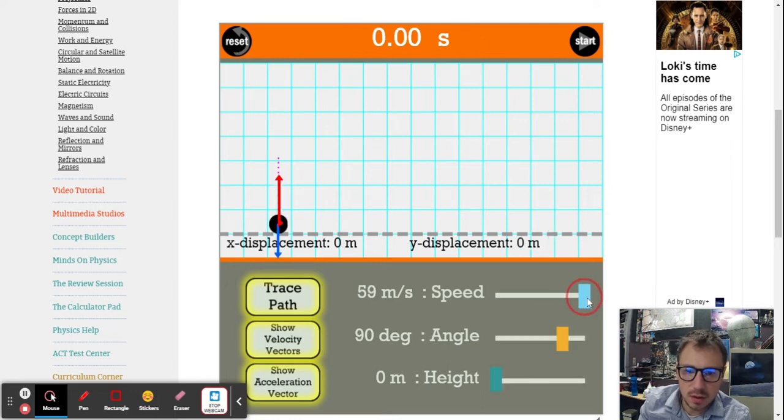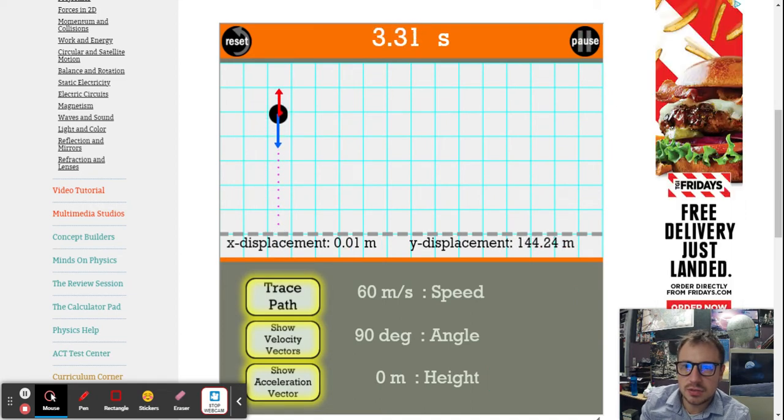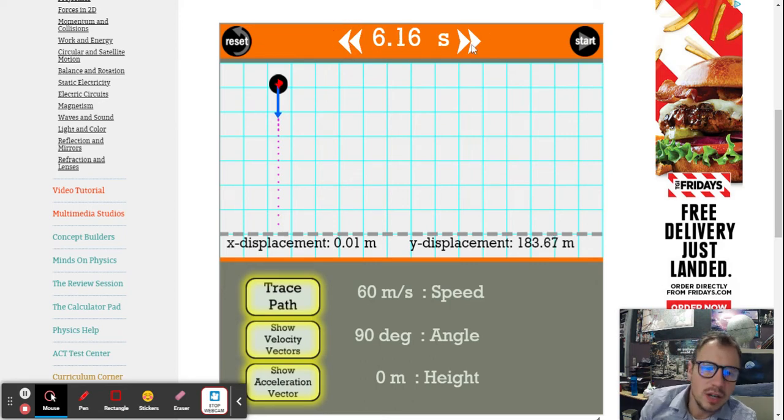All right, let's reset it. Go all the way up to 60. Notice what's happening to those vectors. Let's see here, all the way to the peak. There we go. All right, so I went above the peak, so 4, 1, 5, 9, 6, 7, 6, 6. Okay, so right there, 183.67 meters, and it took 6.16 seconds to get to the peak.